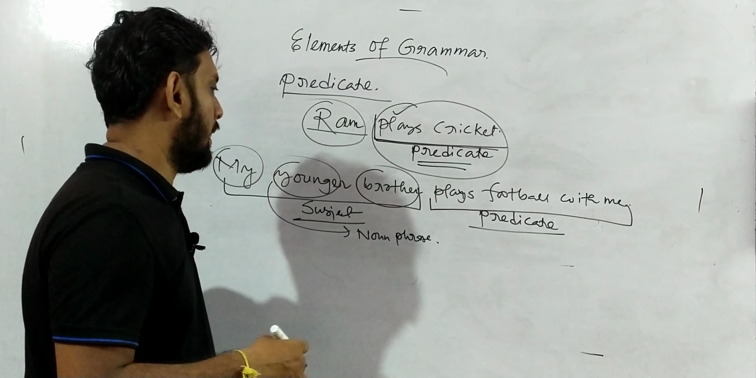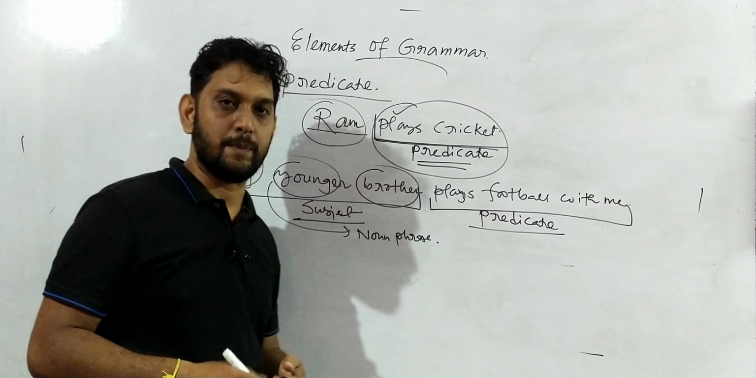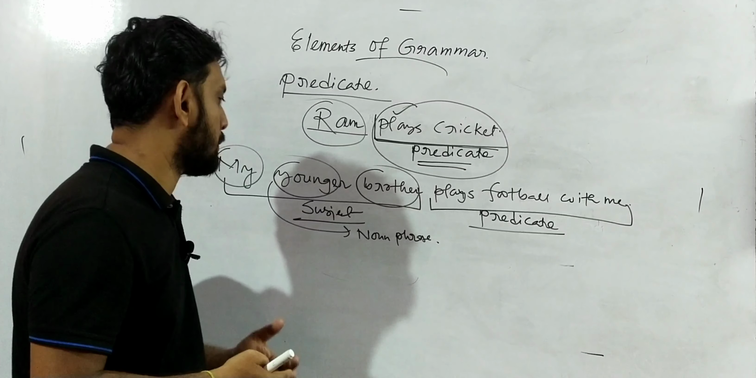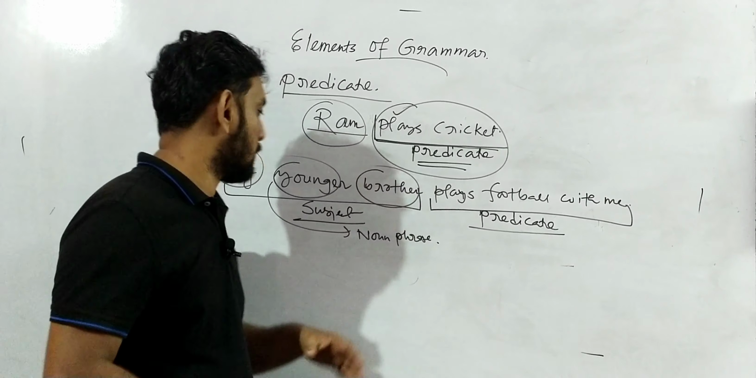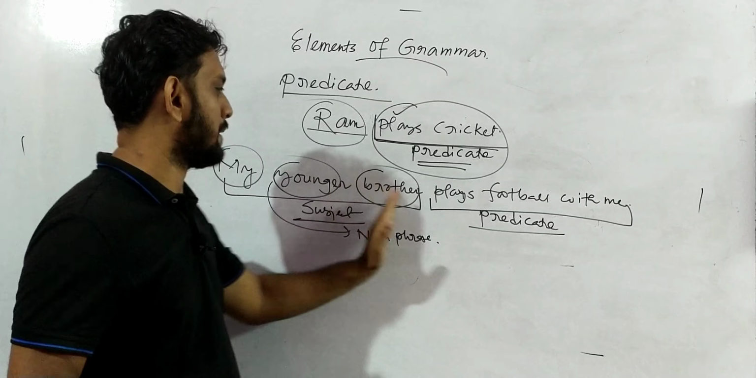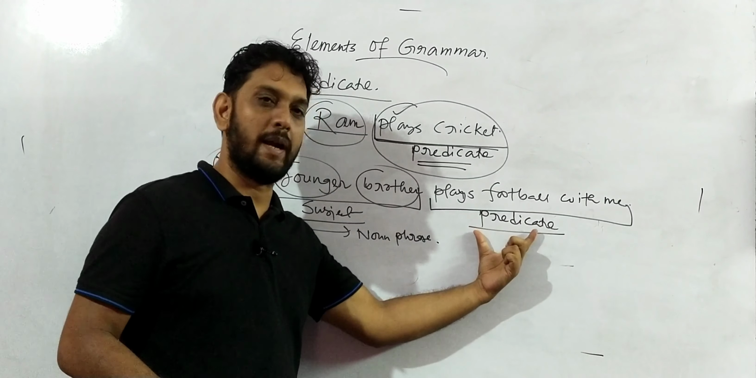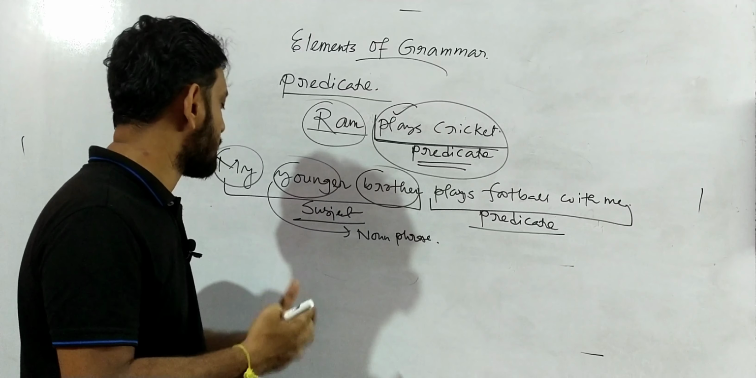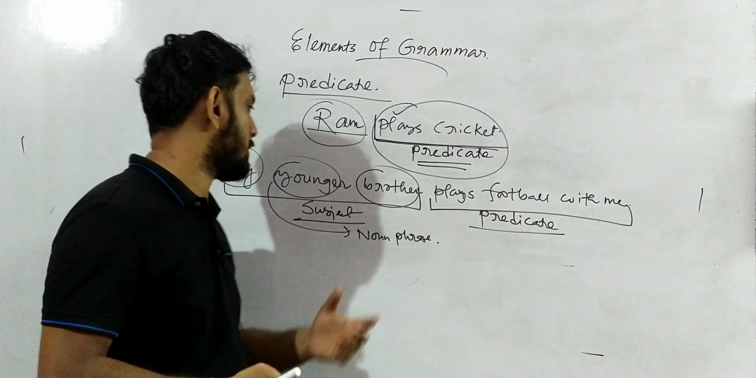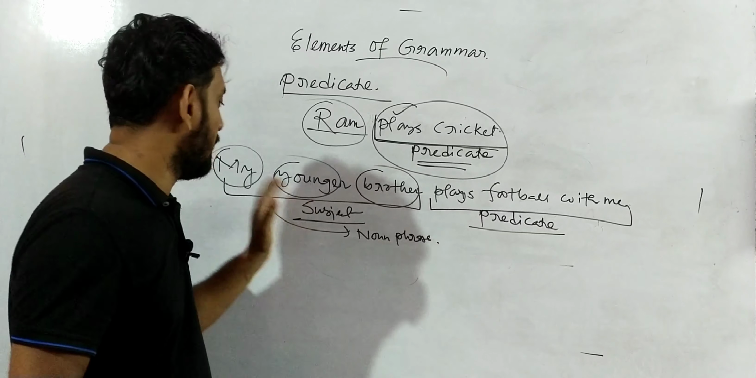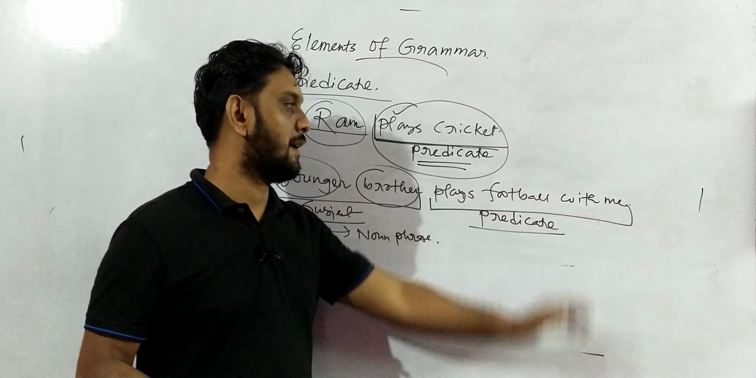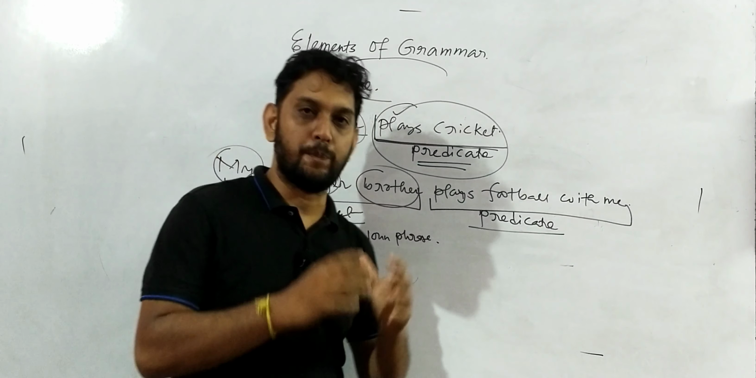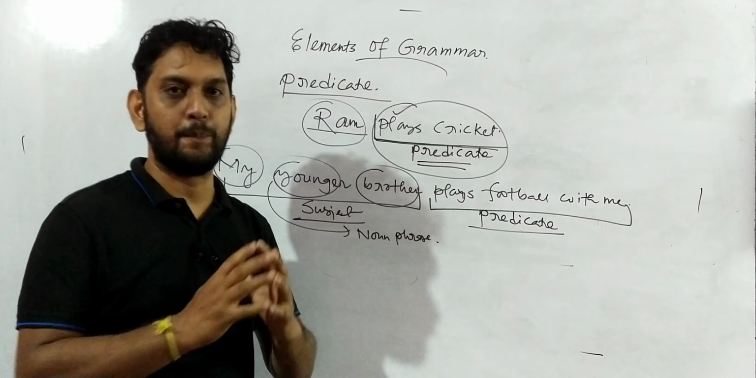In the predicate we always talk about the subject; it gives additional, extra information about the subject. So here also, in "my younger brother plays football with me", the predicate part has given us additional information about what the subject does. Got my point? So all of you understood the concept of prefix, suffix, subject and predicate.